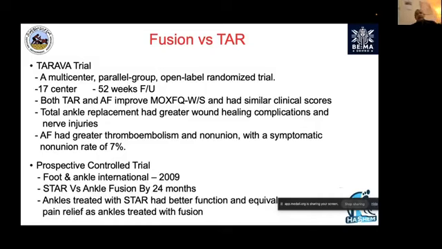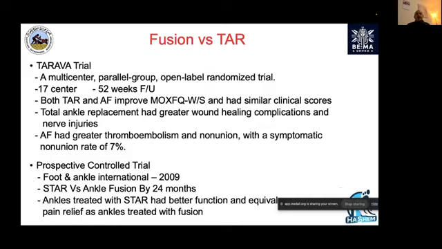It compared both total ankle replacement and ankle fusion regarding the functional outcomes and the clinical scores. It found that both options are valid. Functional results are comparable. Total ankle replacement has some more wound problems than the fusion, and some nerve injury problems, because it's a bigger wound than the ankle fusion.